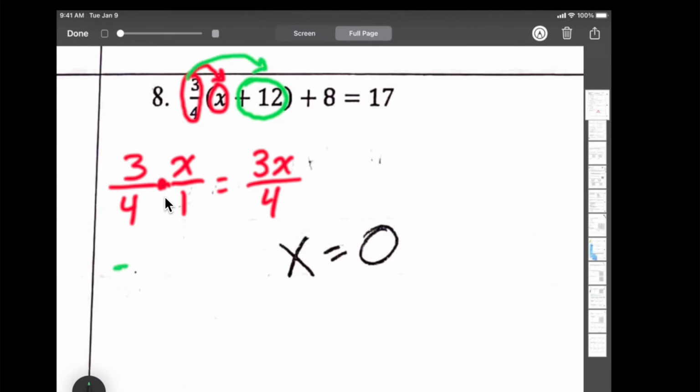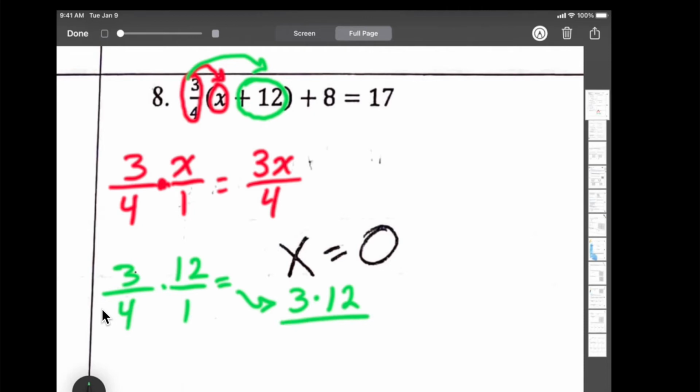So we're going to have 3/4 times 12 over 1. When we have fractions and we're multiplying, we can multiply straight across. We do not have to get a common denominator. Now, what I'm going to do here is I'm going to leave everything the way they are. Okay, I don't need to put the 1 there.